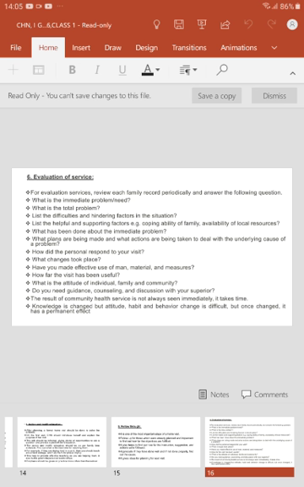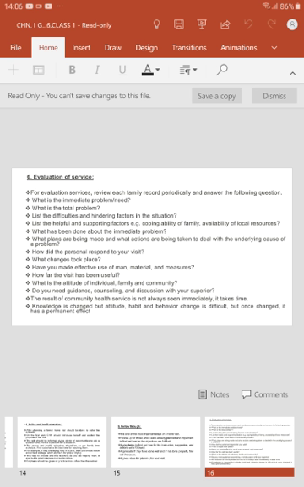Next one is evaluation of services. For evaluation services, review each family record periodically and answer the following questions. So periodically we will check the family members, and you should also give a record book for each family, that is, a family folder should be there, and give answers to the following questions. Then, what is the immediate problem?